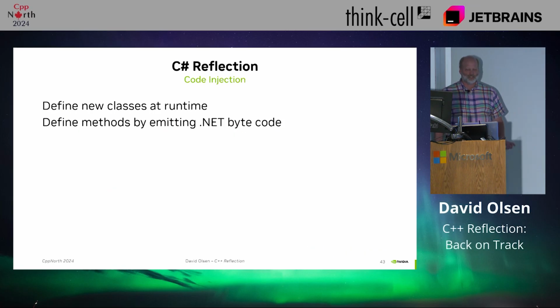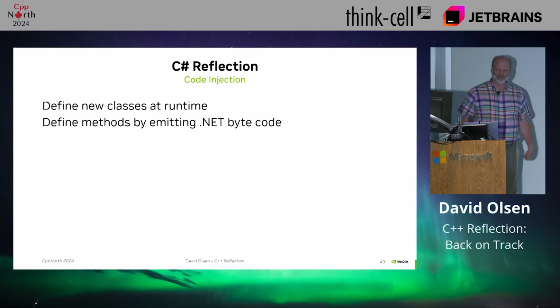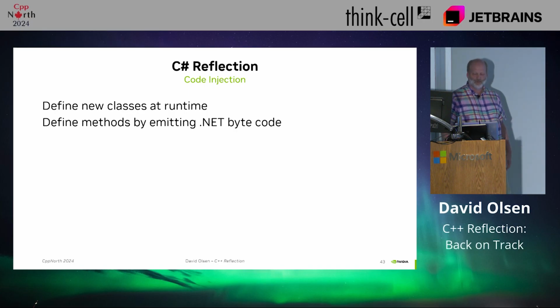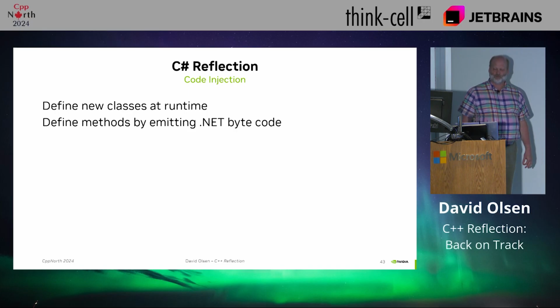C# has code injection capabilities beyond the simple ones in the previous example. It is possible to create entirely new classes and functions at runtime. It is not easy to do. Creating function bodies requires emitting .NET bytecode, which makes the programmer do the work that compilers normally do.